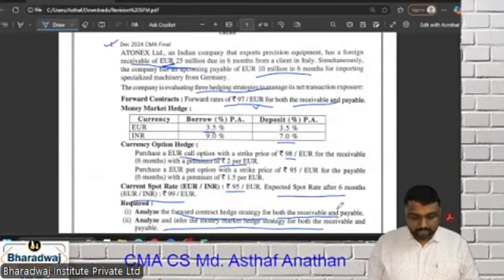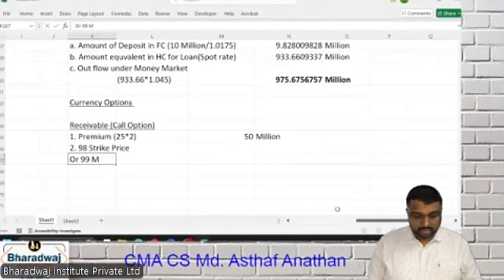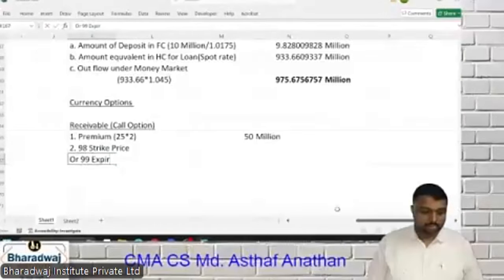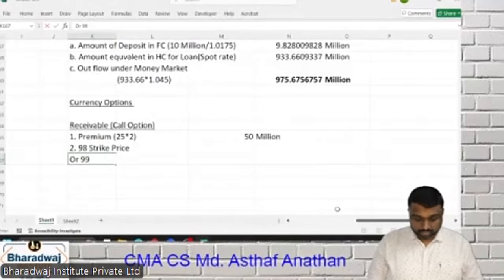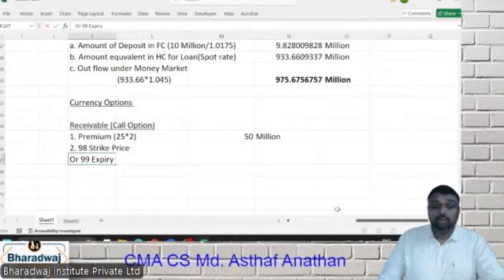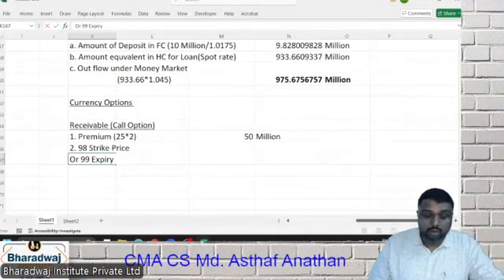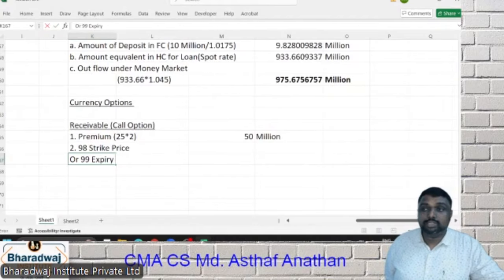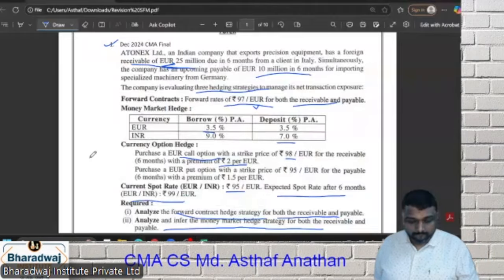99, which is the spot price on expiry. Now tell me, my dear friends, €1 you can get for 98 or you can get for 99. Which is best for you? 98 is best or 99 is best? What is the point? What is best?